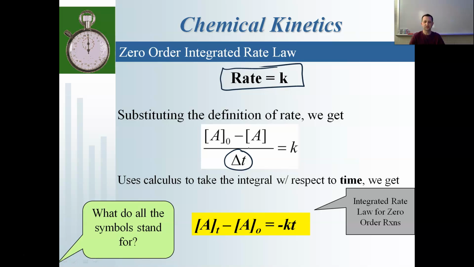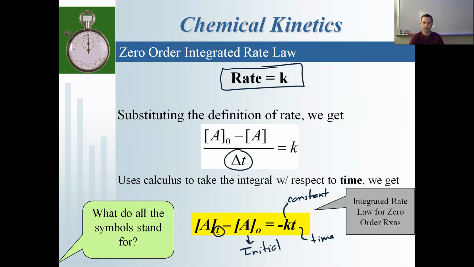So what do all these symbols stand for? Obviously these are brackets, and that is concentration. So it's the concentration of your substance A at time t. Okay, so maybe after 5 seconds, that's the concentration, or after 5 minutes, that's your concentration. [A]₀ is your initial concentration. Okay, we already know that k is our rate constant, and t is our actual time.